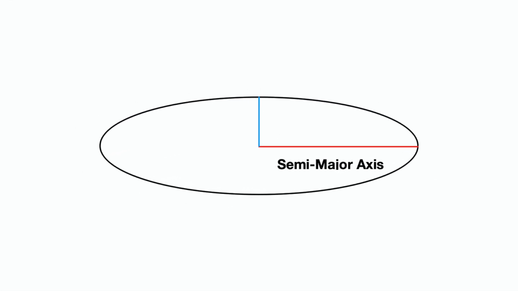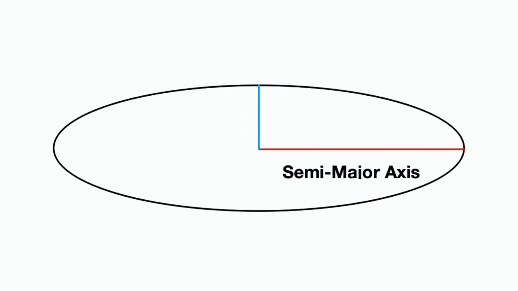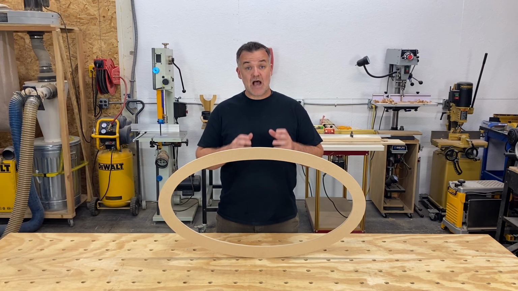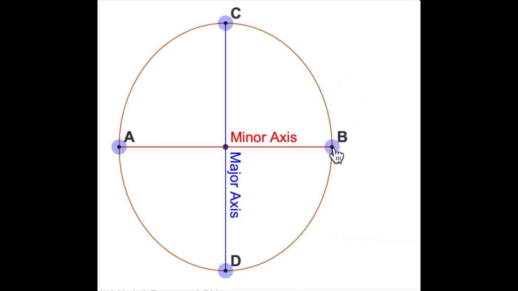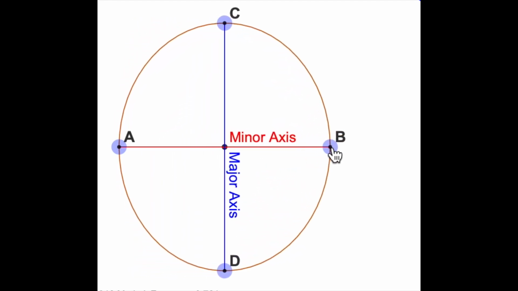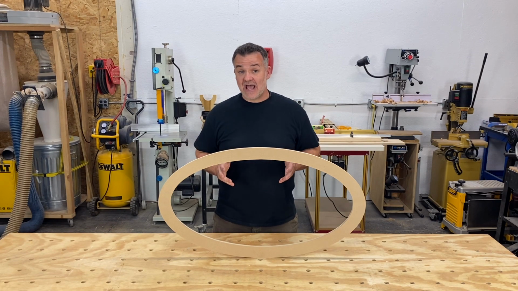Half of the major axis from the center to the surface is called the semi-major axis, and half of the minor axis is called the semi-minor axis. Pretty simple, right? Now, it doesn't matter if the major axis is horizontal or vertical. All that matters is it's the longest line. You can see as the horizontal axis decreases, the vertical axis increases. And when the vertical axis becomes longer than the horizontal axis, it becomes the major axis. Wow, that was a lot of axis.